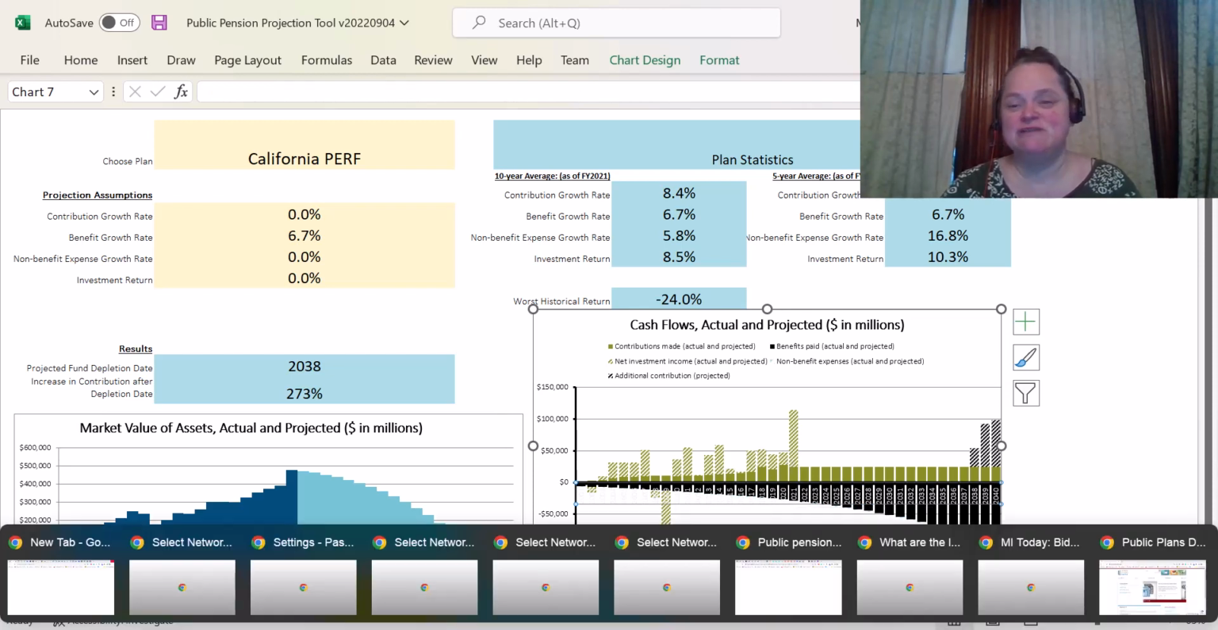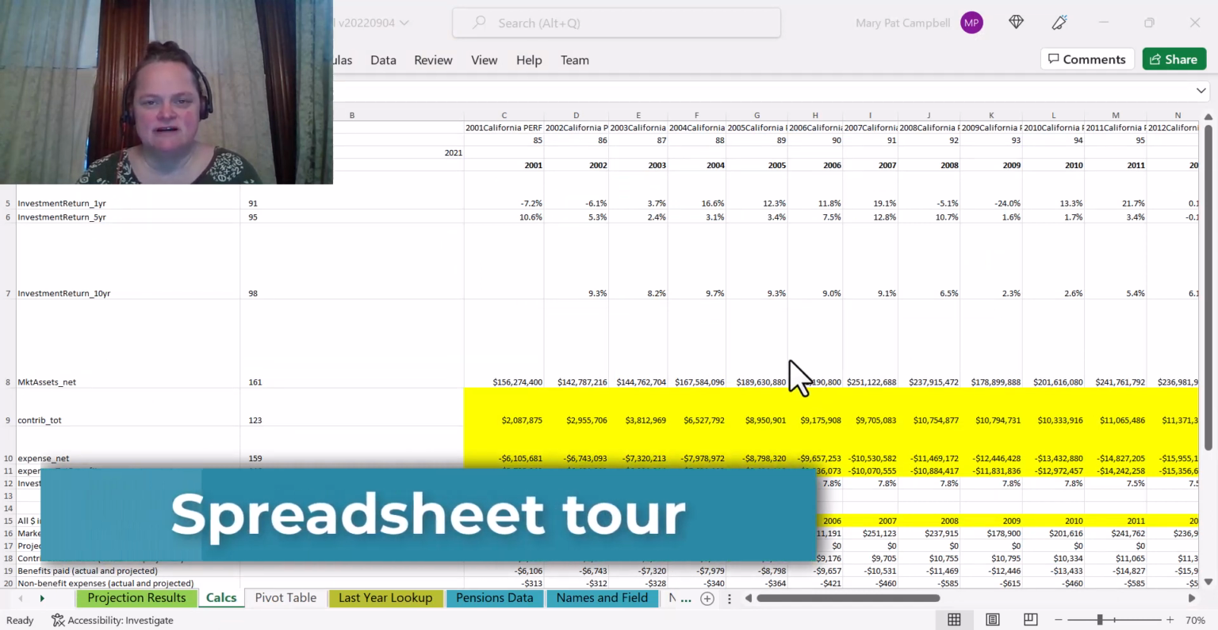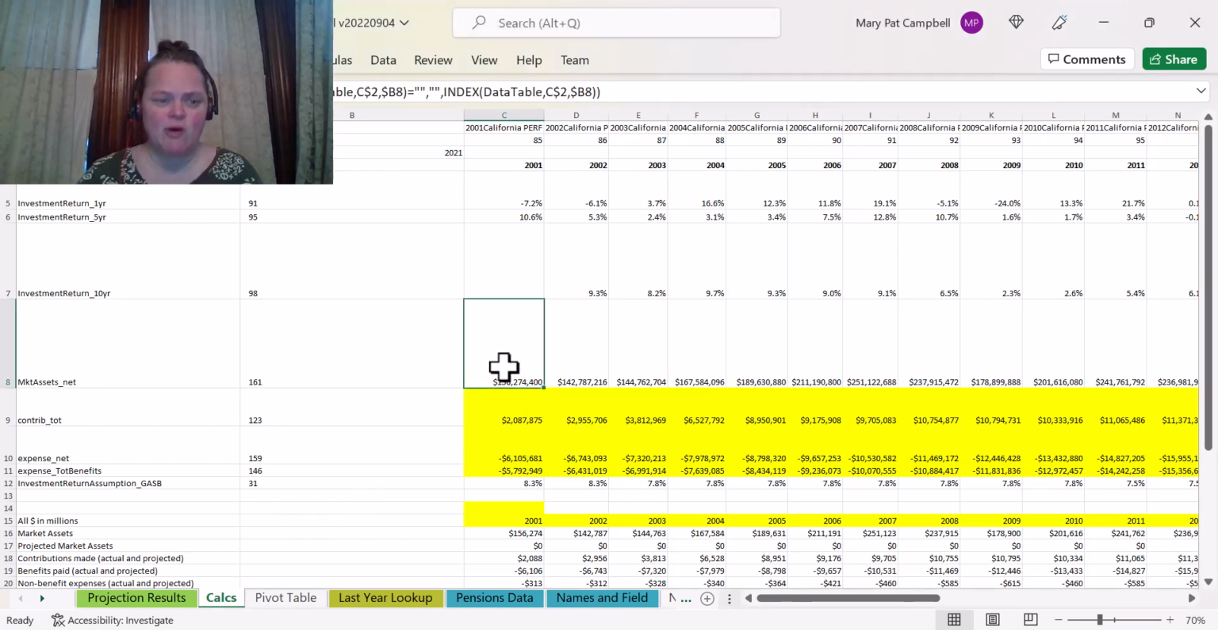I'm going to flip to another tab so you can see this is the results, projection results tab. You can get into every single tab in the spreadsheet. Nothing is hidden. I'm not going to spend a lot of time on this tab. The tab is called Calcs, and I will step through the tabs very quickly so you can see what is on what page. The other tabs are not user-friendly, and they're not intended to be. They're not intended to be a mess either, but you will see some of these are lookups and some of these are calculations.